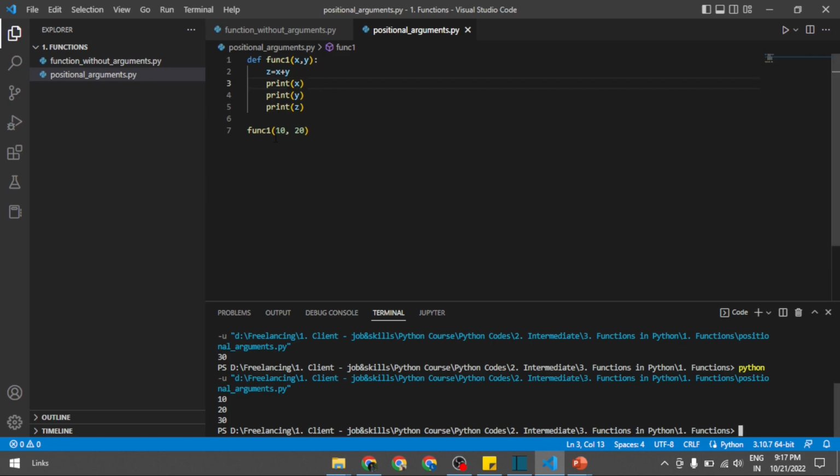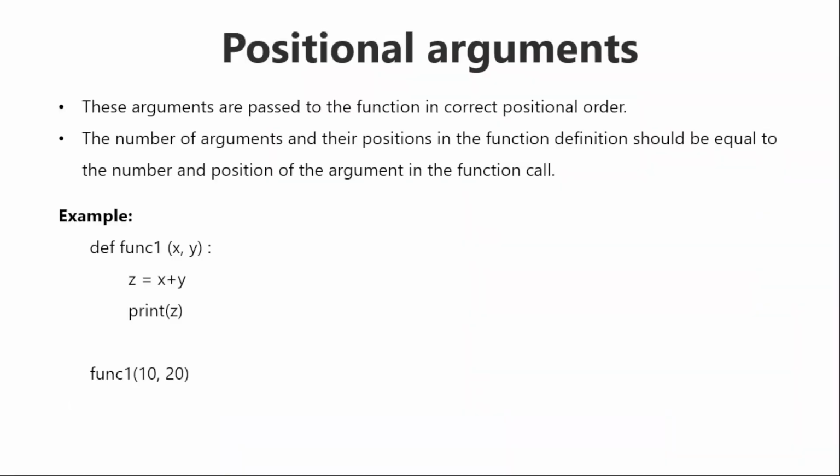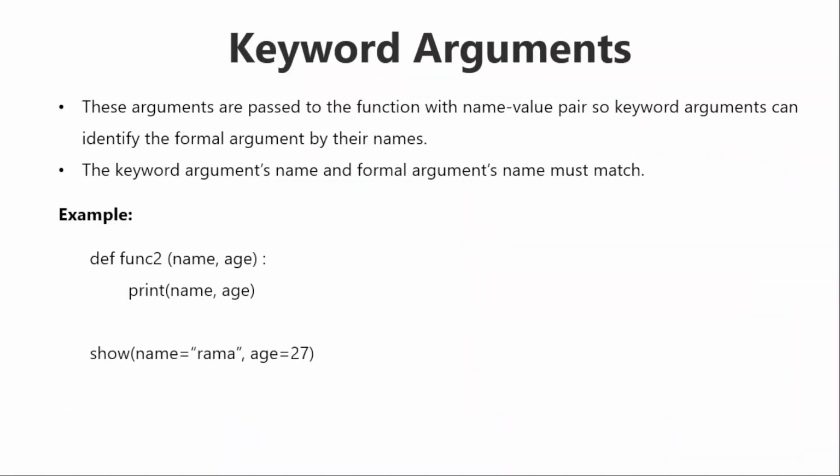In such a way, when you define a function, the order of x, y is followed in the first and second position. So when you call the function, the same order should be maintained. At that point of time, 10 will be assigned to x and 20 will be assigned to y. So this is the completion of positional arguments. Now let us move to keyword arguments.